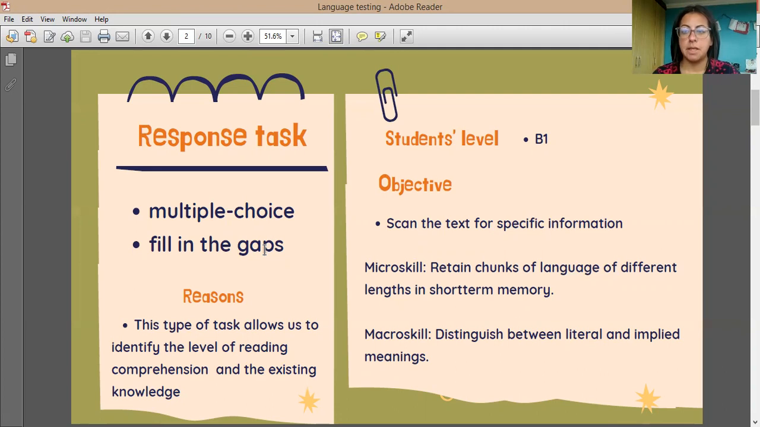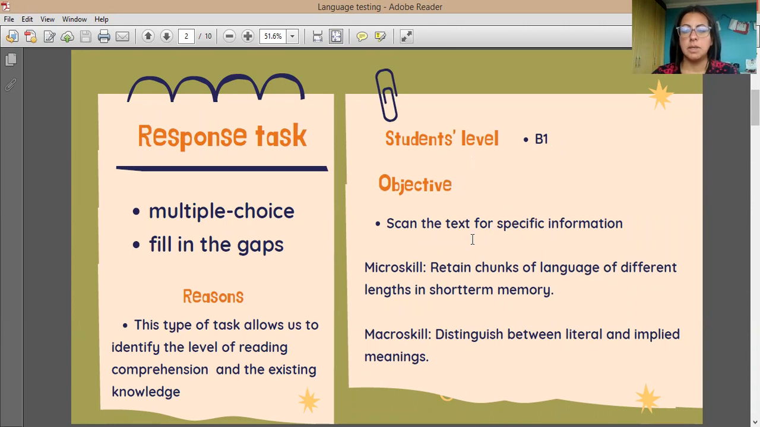And I think that when we create these questions, it's maybe more objective, because on the other type of questions, where the students have to write an argument and give an opinion, sometimes these types of responses are more subjective. And so I think it is always necessary to have also these closed questions, the multiple choice and filling in the gaps. So the student's level is B1.